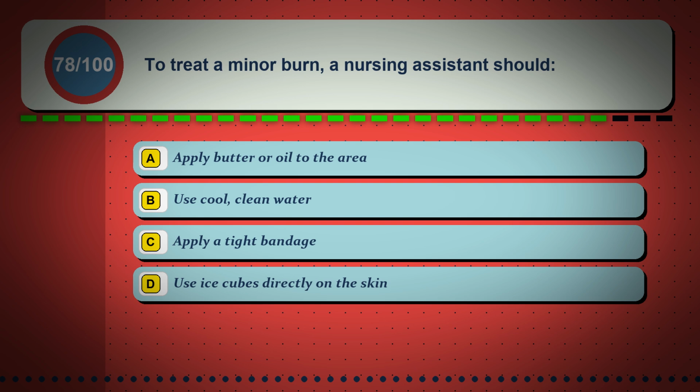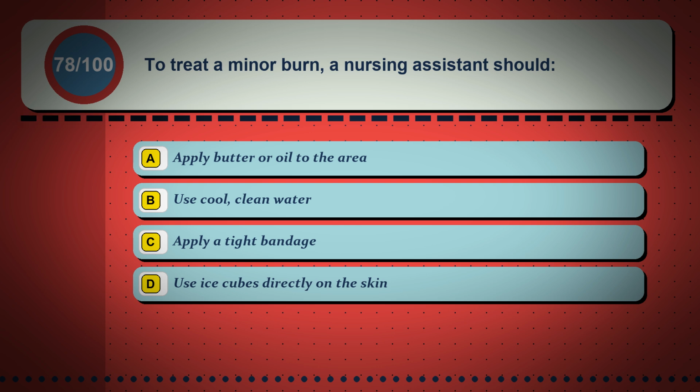Question 78. To treat a minor burn, a nursing assistant should: Option A, apply butter or oil to the area. Option B, use cool, clean water. Option C, apply a tight bandage. Option D, use ice cubes directly on the skin.